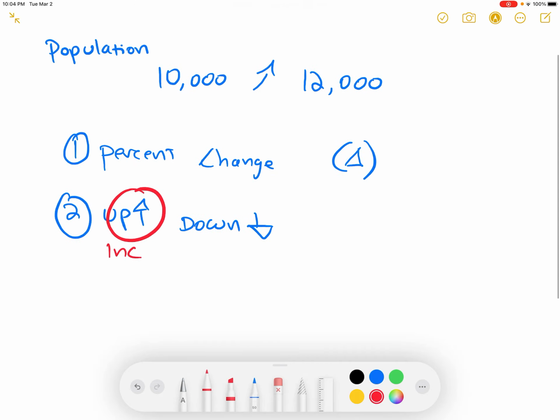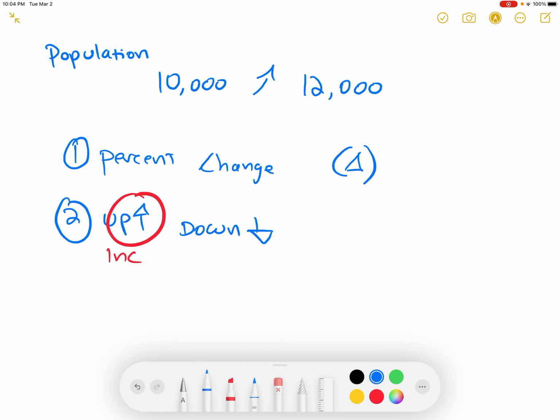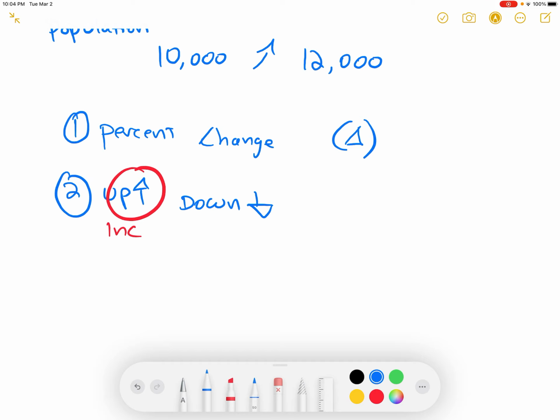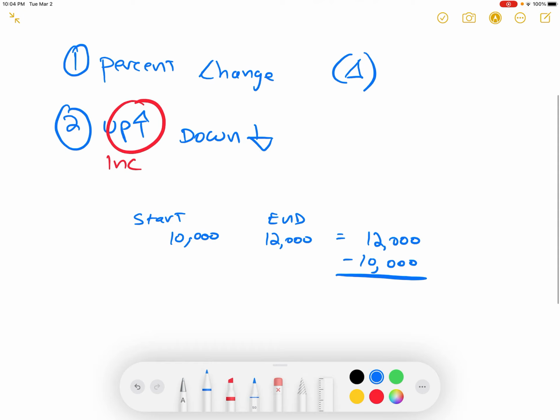So it's quite simple. All you do is you first figure out what the change is by itself, right? What's the difference between the start and the end? So the start was 10,000 and the end is 12,000. And how do you find the change? Well, it's simple. It's the difference, right? So it's 12,000 minus 10,000. That will give you the change. And the change is, of course, 2,000. So it went up by 2,000 people. We know that. What is the percent change?